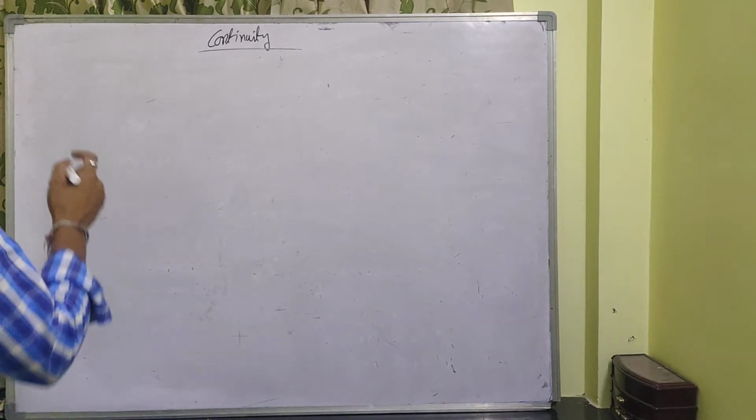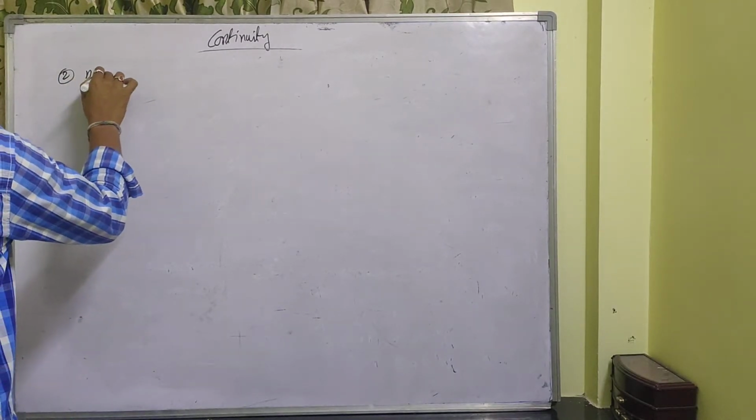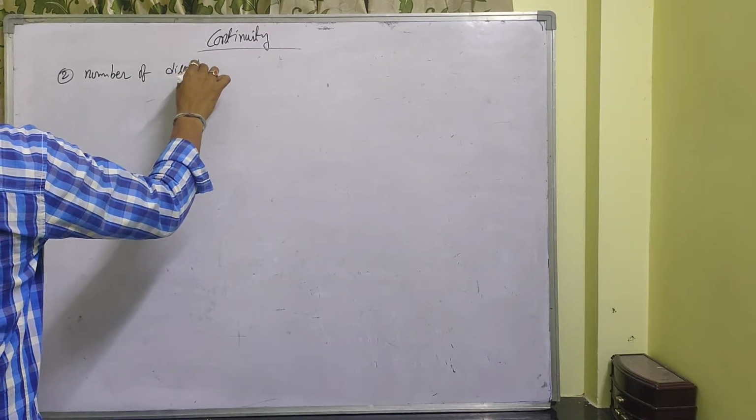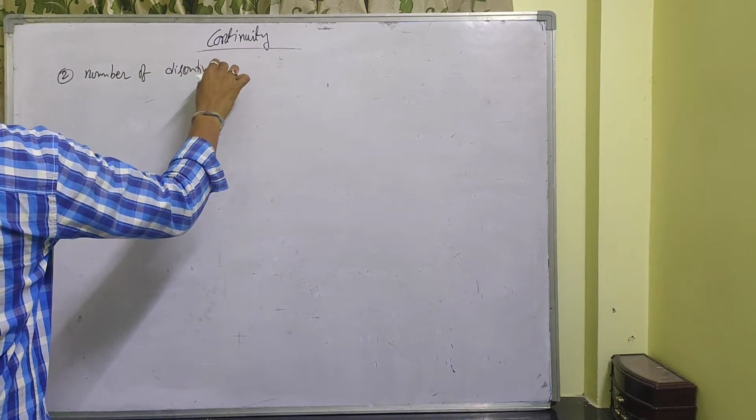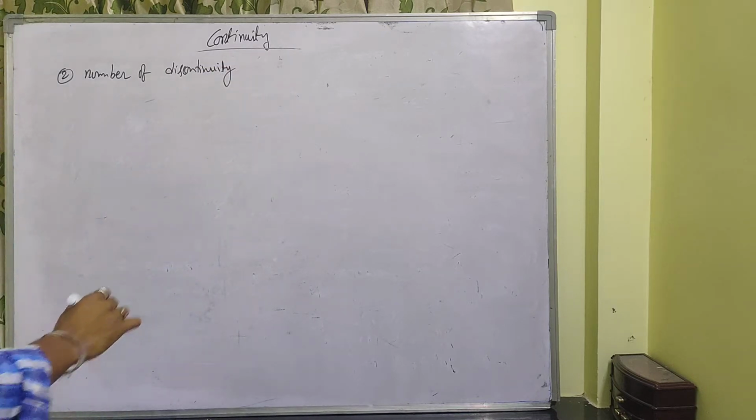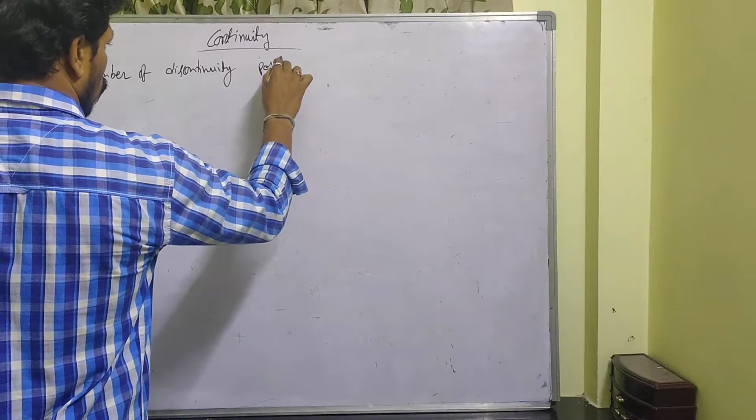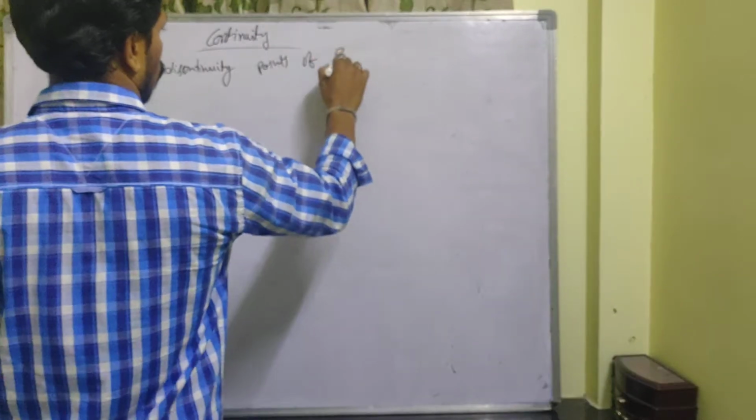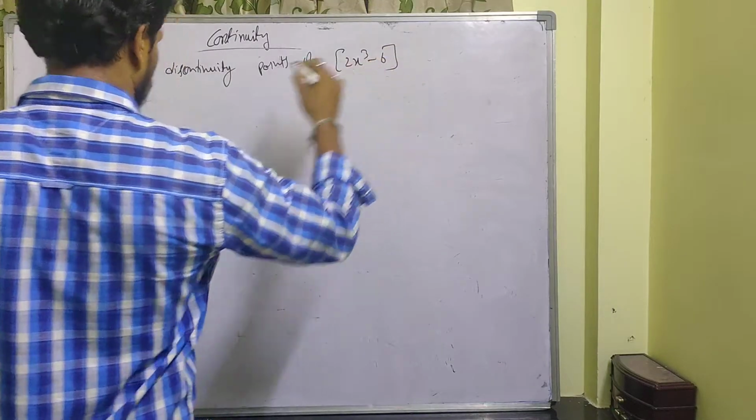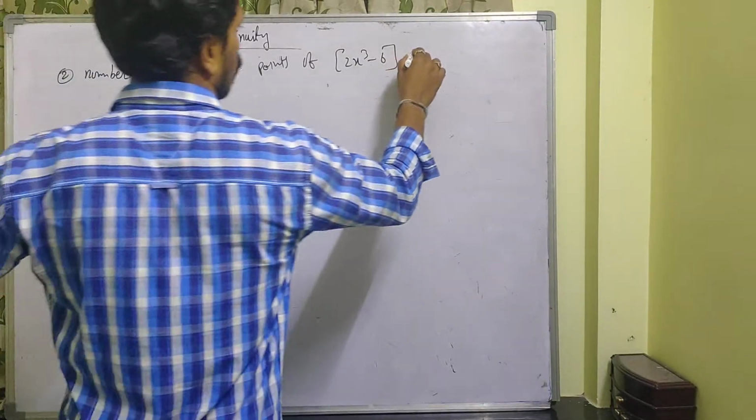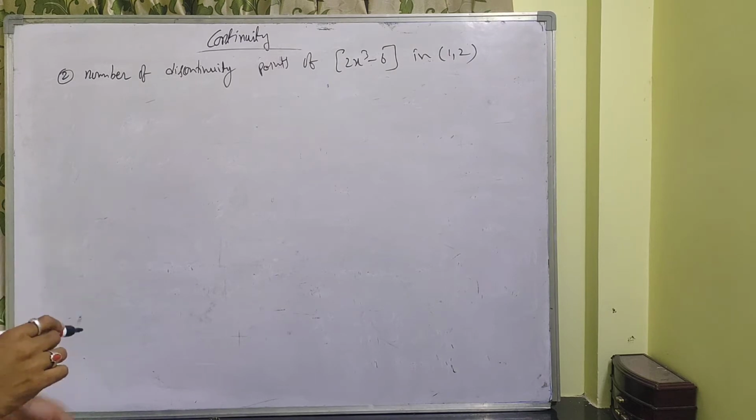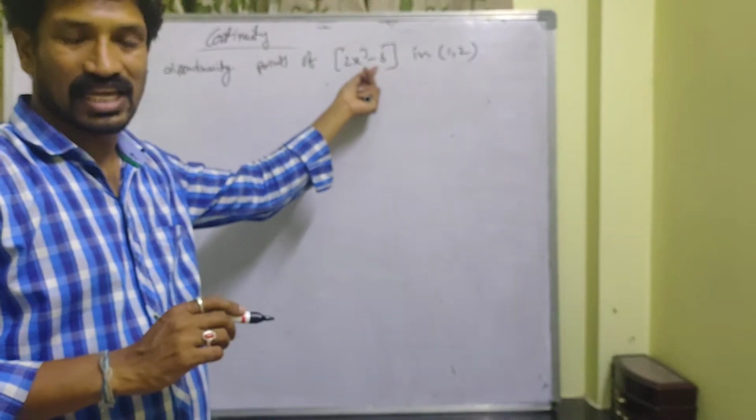Next question is the number of discontinuity points of the step function of 2x cube minus 6 in the open interval (1, 2). See here, the discontinuity points of a step function f of x.